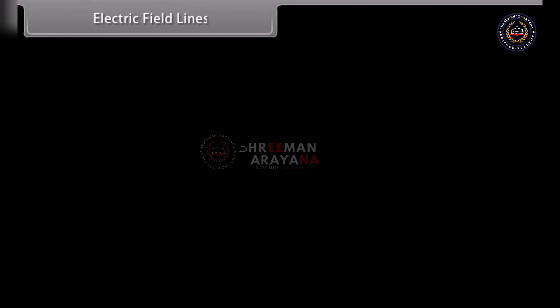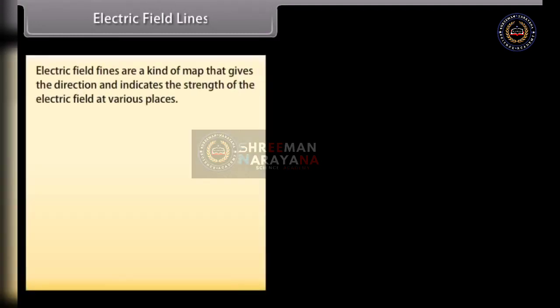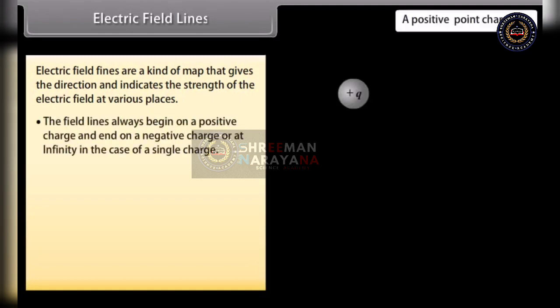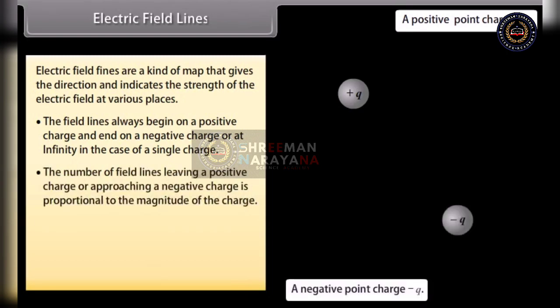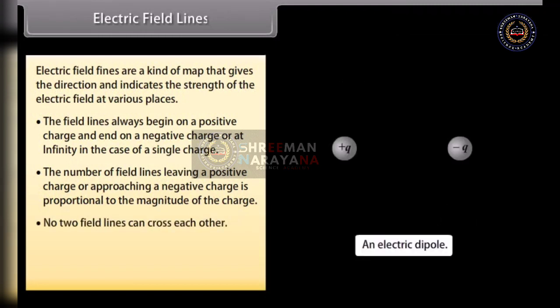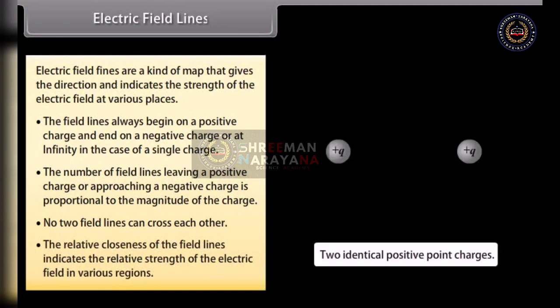Electric field lines. Electric field lines are a kind of map that gives the direction and indicates the strength of the electric field at various places. The field lines always begin on a positive charge and end on a negative charge or at infinity in the case of a single charge. The number of field lines leaving a positive charge or approaching a negative charge is proportional to the magnitude of the charge. No two field lines can cross each other. The relative closeness of the field lines indicates the relative strength of the electric field in various regions.